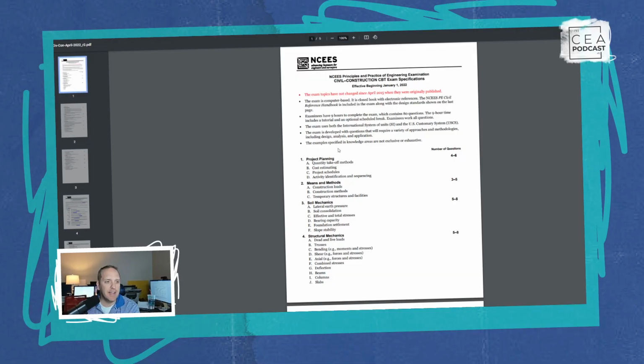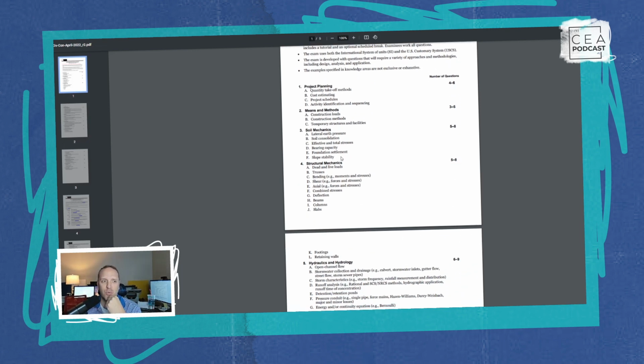Okay, so we got that down. And the other thing is that the examples specified in this are not exclusive or exhaustive. So basically what they're saying is they can ask you anything they want, but typically they will stick to what they've got in the specification. So don't be too worried about that.